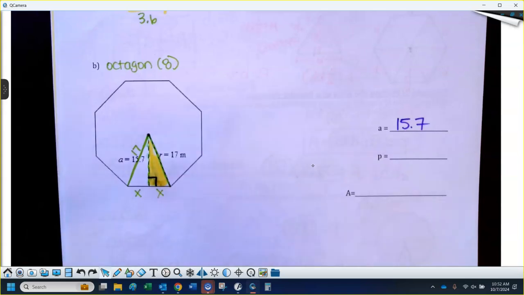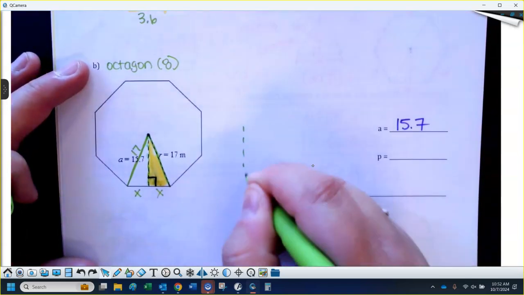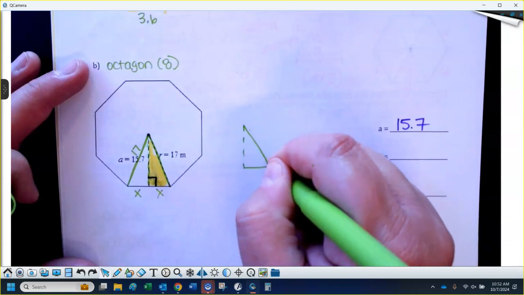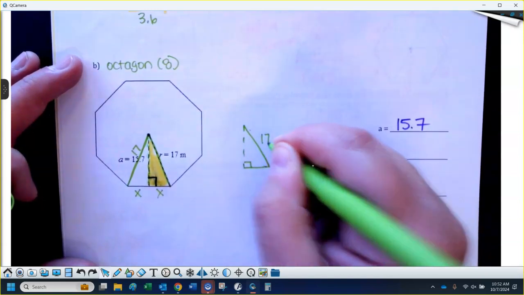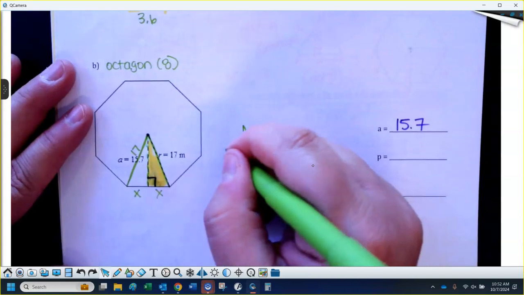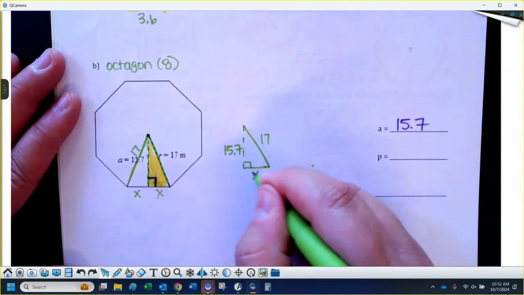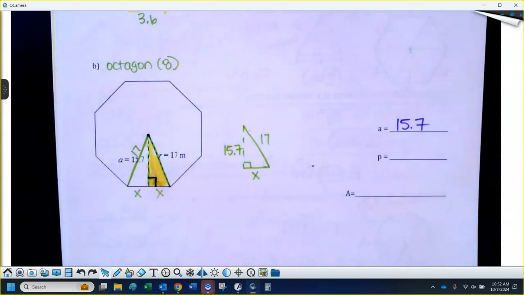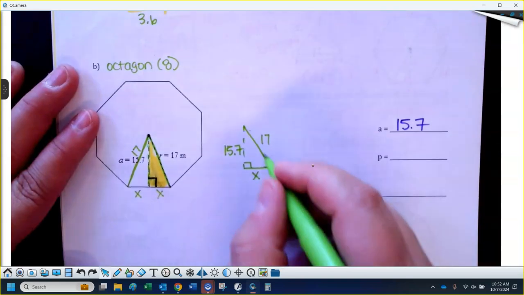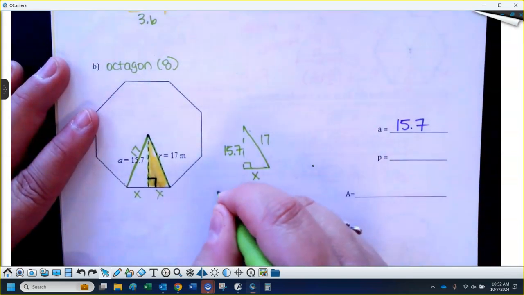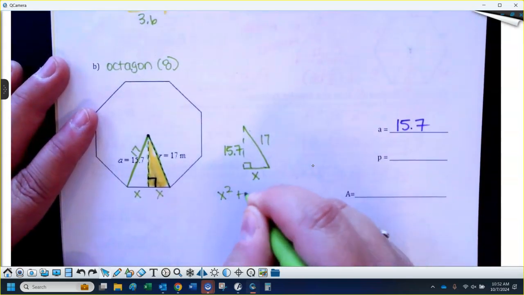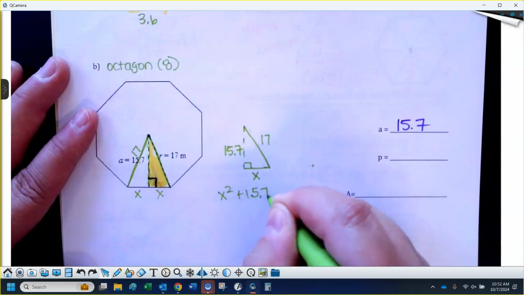So if I come over here, the radius is going to be the hypotenuse of that triangle. The apothem is going to be the height of that triangle. And then x, if I can figure that out, I can figure out the perimeter here. This is just going to be Pythagorean theorem again. So the 17 is going to be your hypotenuse, so I'd have the x squared and the 15.7 squared. Those are going to be my legs.